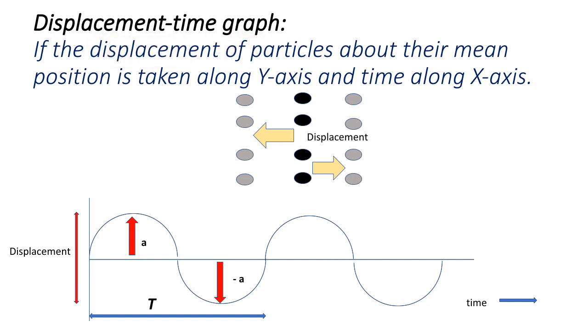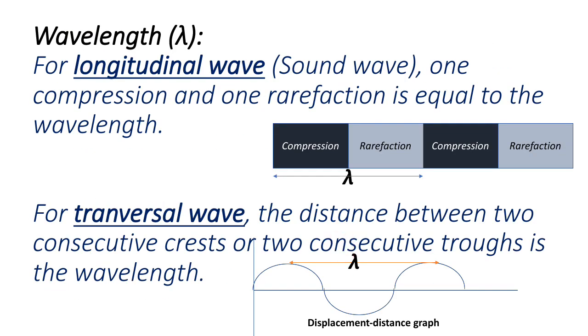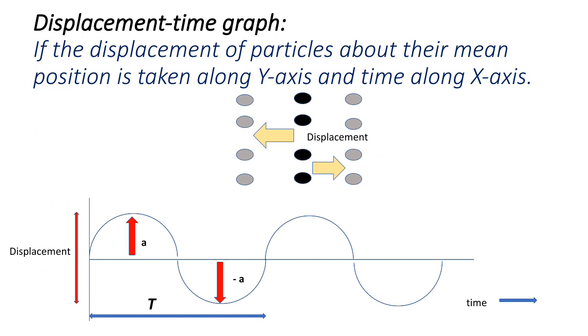We have seen the displacement distance graph here, and this one is the same kind of graph, but here on the x-axis the time is taken, you can see at the bottom, time is taken, and on the y-axis this is the displacement. Now here the wave is producing like that, you can see.